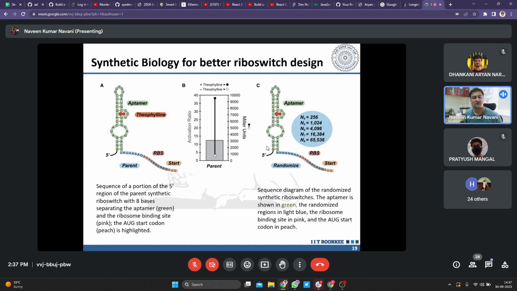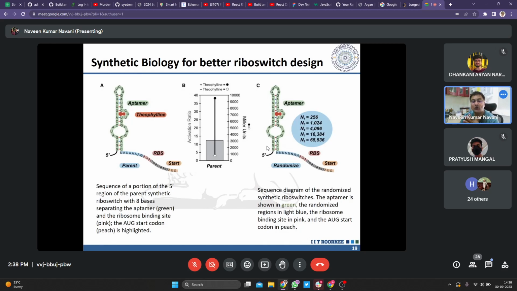randomized sequences. Which means, instead of U, they made a variant where it could be A, U, G or C, and the second nucleotide also A, U, G or C. So you will have a combination of all these molecules. On the top, in the blue part in the C panel, there is a big circle which says N4, N5, N6, N7, and 8. So if there is randomization in 4 nucleotides, you will have 256 combinations. If you have 5, you will have 1024, and so on. The more nucleotides you randomize, the more variants of riboswitches you will get.